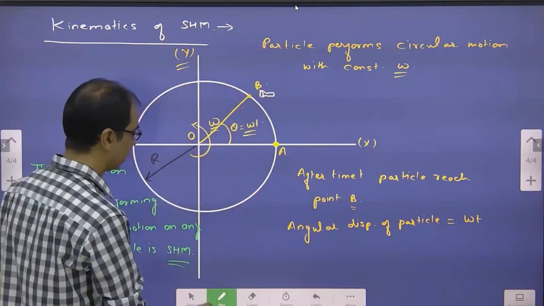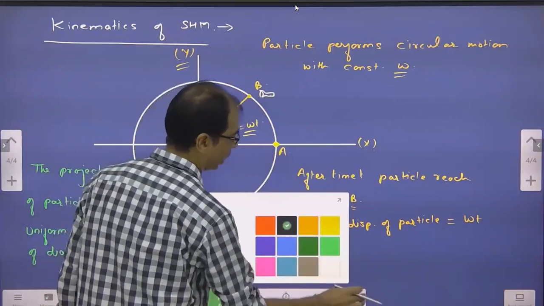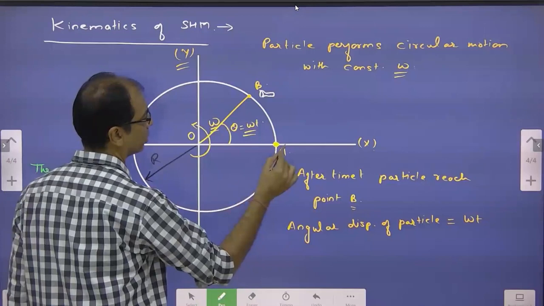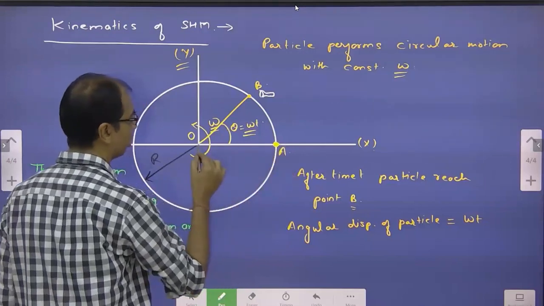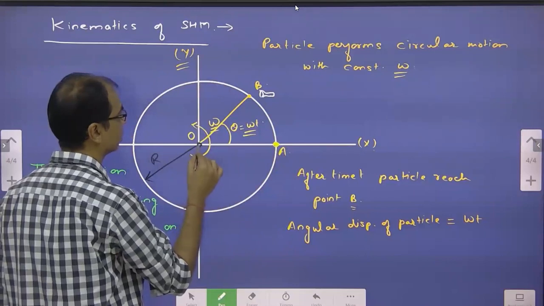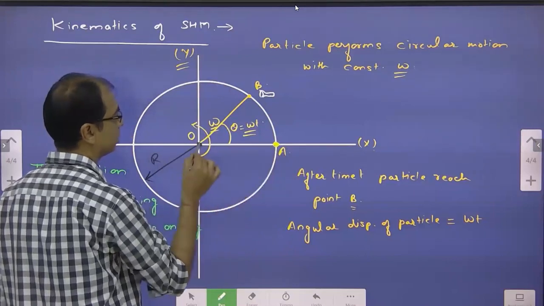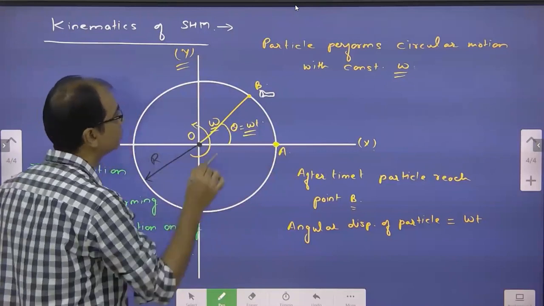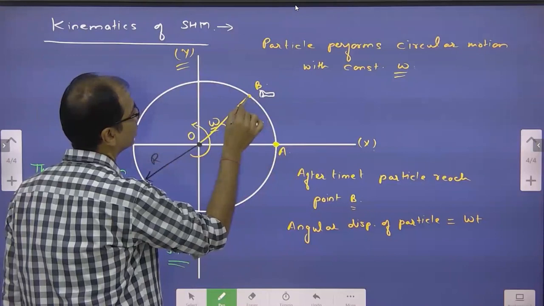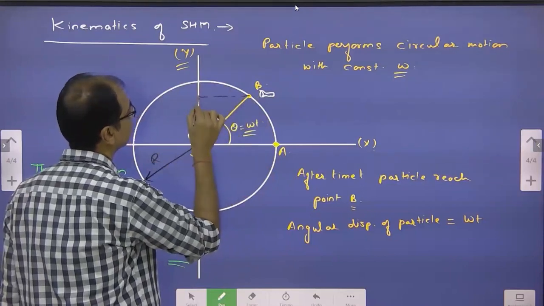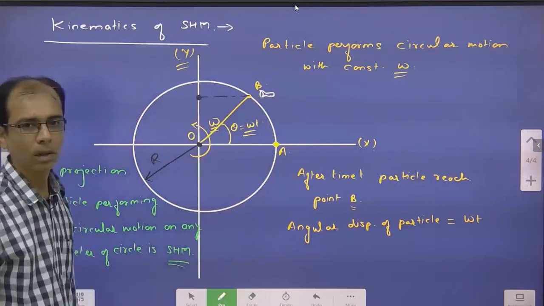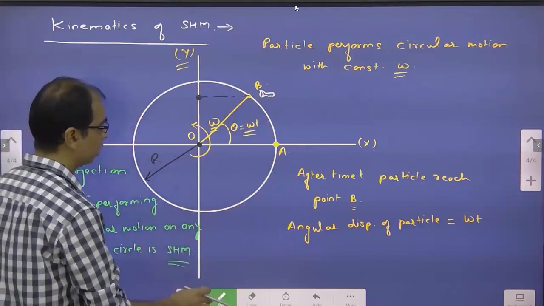Let's see where the shadow is. Just check now. Suppose the particle is here and I am putting the torch here. So where will the shadow be? The shadow will come here only, on this diameter. This is the shadow of the particle. When the particle reaches over here and you are putting the light from here, where will the shadow be? The shadow will be here.